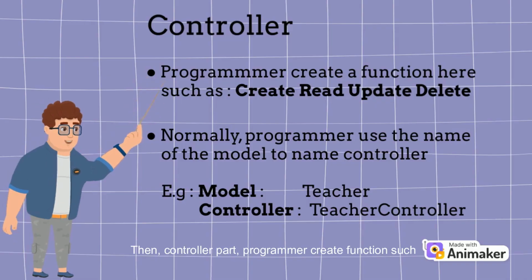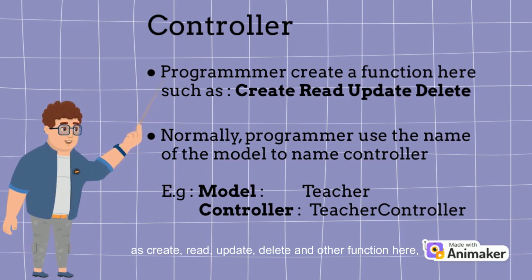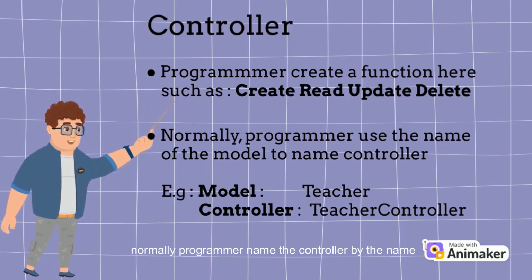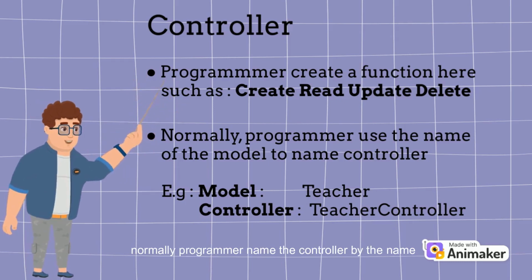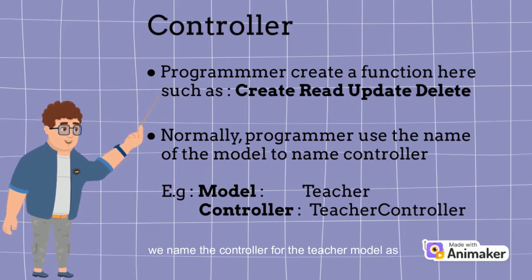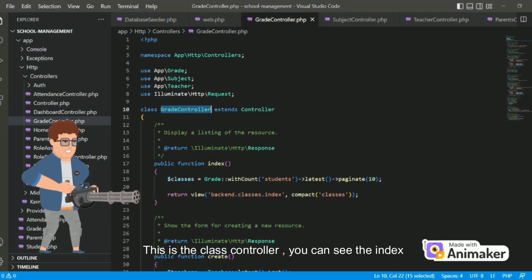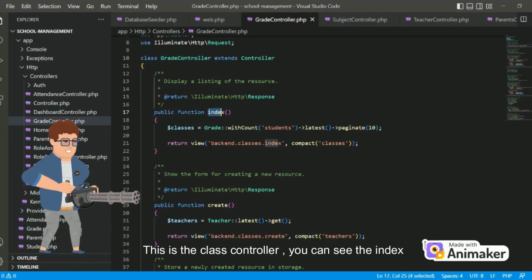Then, the controller part. Programmers create functions such as create, read, update, delete. Another function here. Normally programmers name the controller after the model, for example if the model name is teacher, we name the controller for the teacher model as TeacherController. This is the class controller. You can see the index function here.